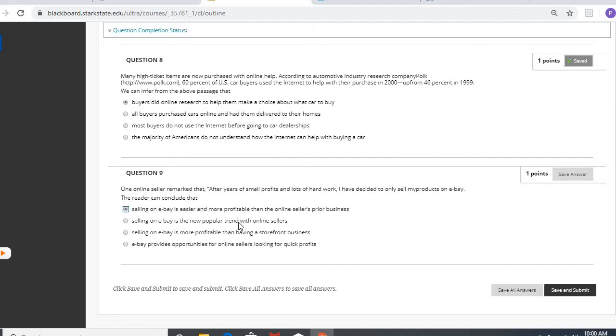It doesn't mention anything like a trend with online sellers. It doesn't talk about having like a storefront. It's just this particular person felt like it was easier and more profitable than their prior business. So it's not generalizing to the larger public. It's talking about this particular person.